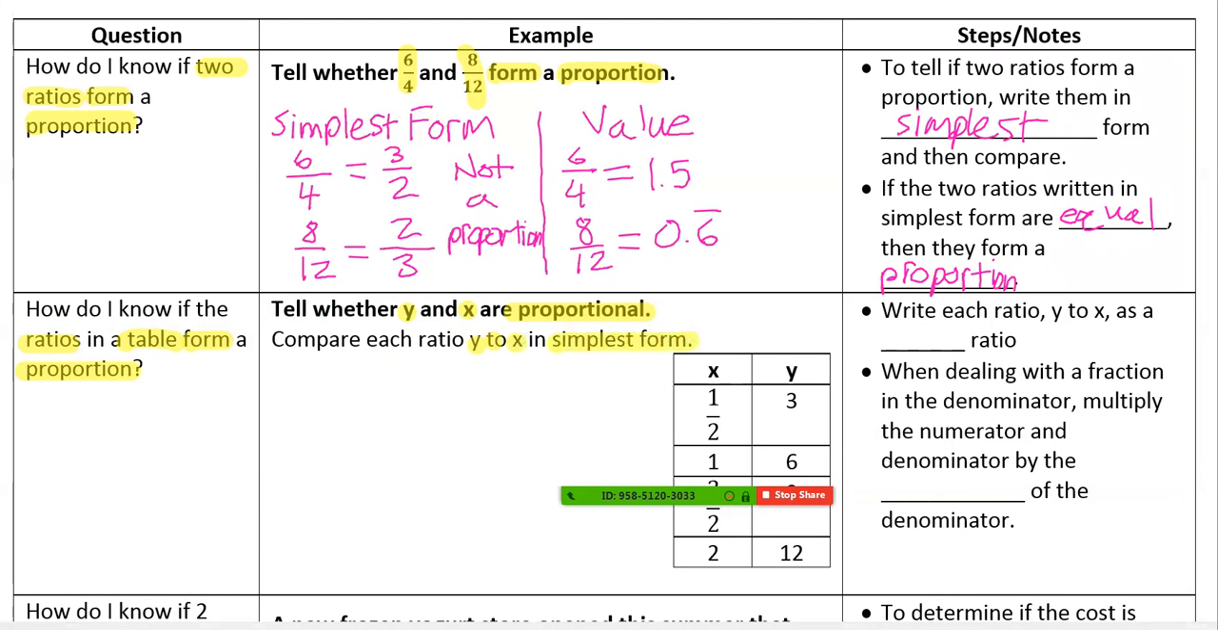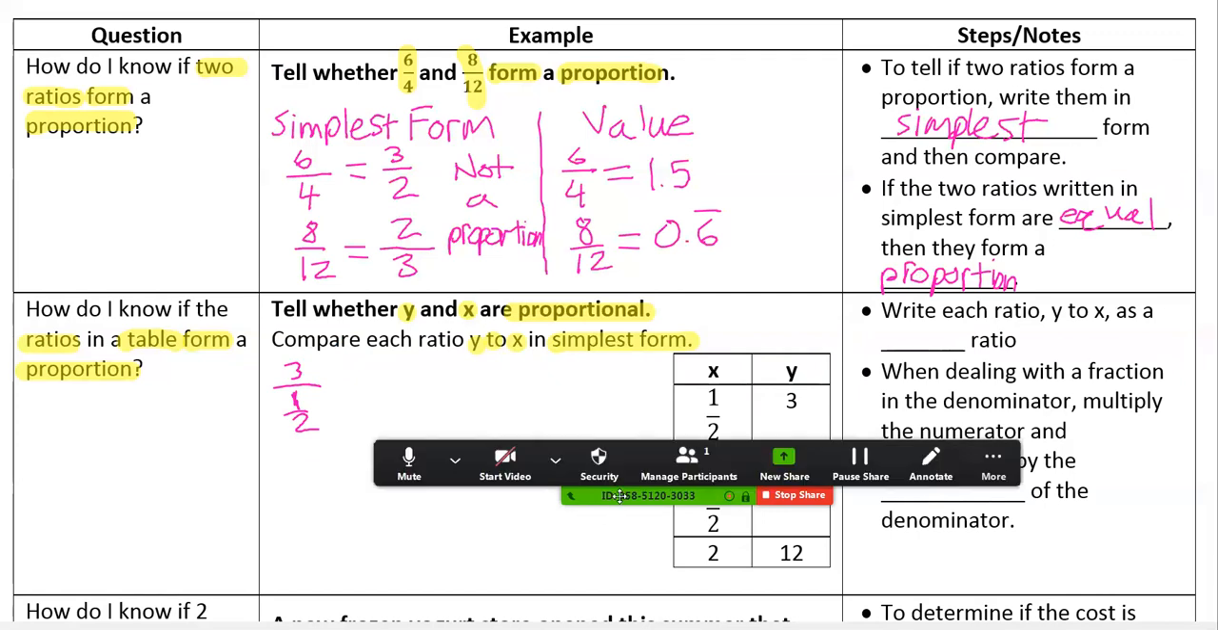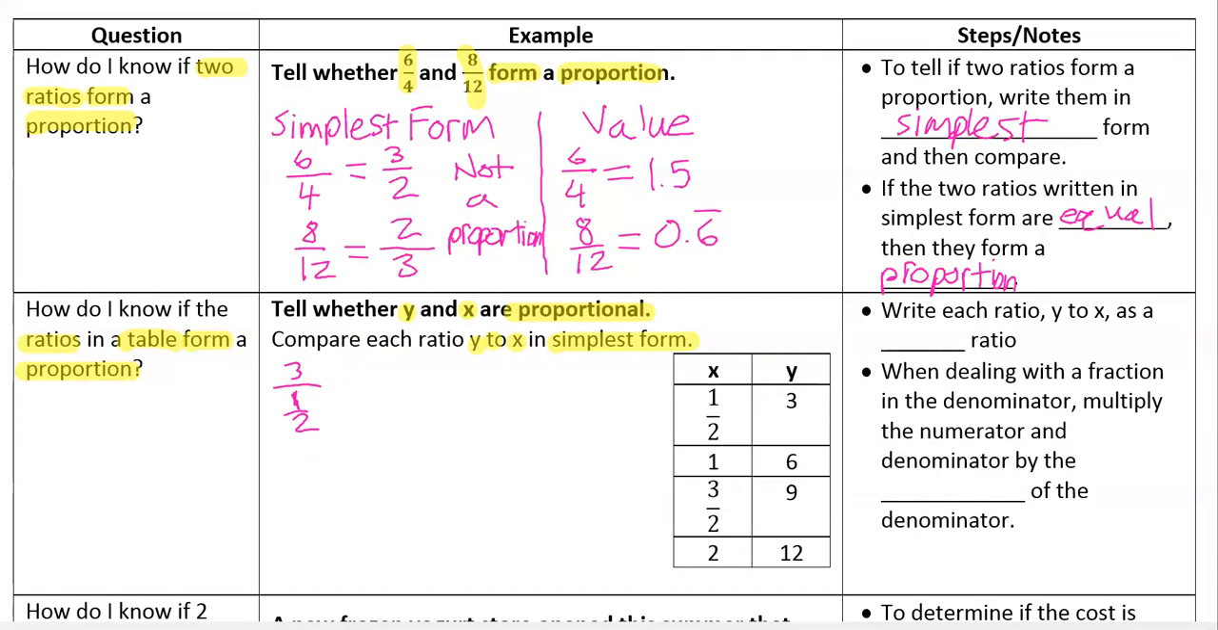Okay, so here's what we got. We got x is 1/2, y is 3. So the first ratio is 3 over 1/2. And I know that looks weird. That's supposed to be a 1. This is called a complex fraction when you have like a frackwich. Okay, more than one fraction in a fraction. It's crazy. It does happen. Okay, the next ratio would be 6 over 1.